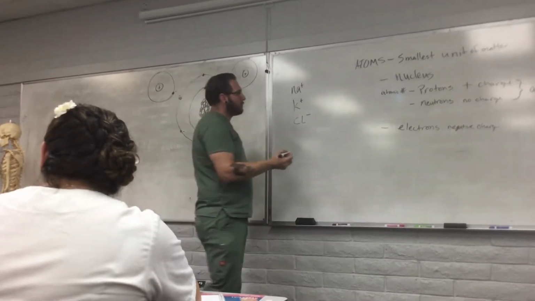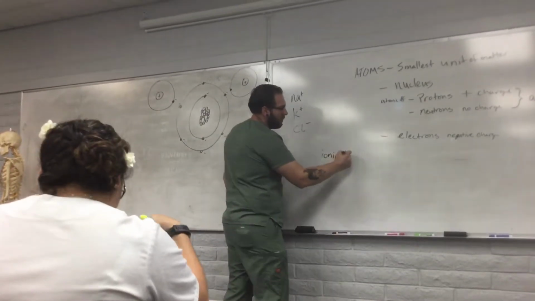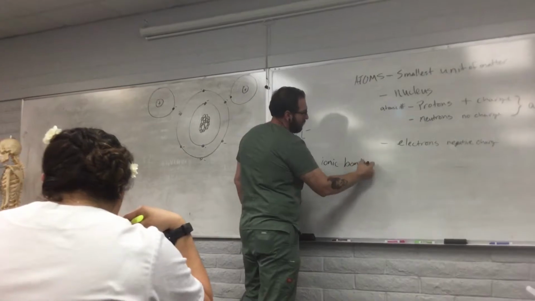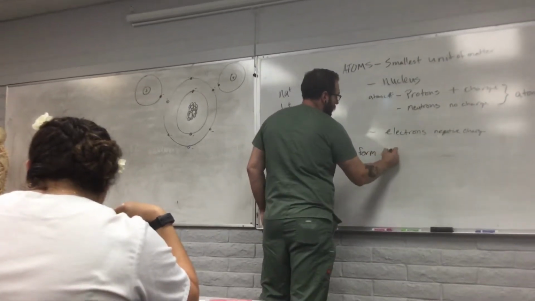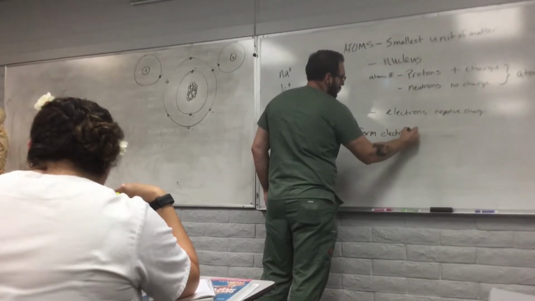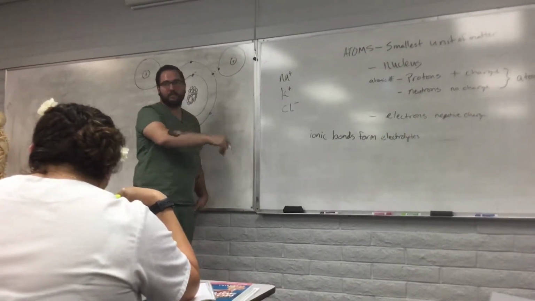After they break down, right? Electrolytes, because I know potassium is one of the electrolytes. Yeah, after they break down. Potassium, sodium, what else? Chloride. Okay, so ionic bonds form electrolytes.